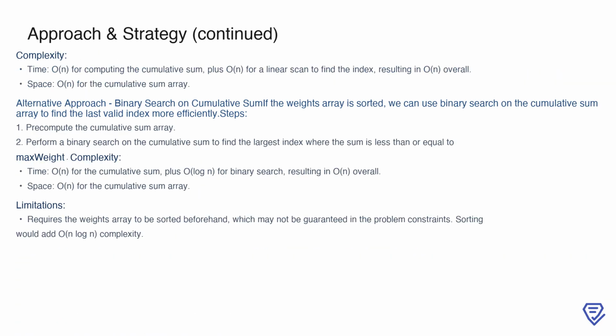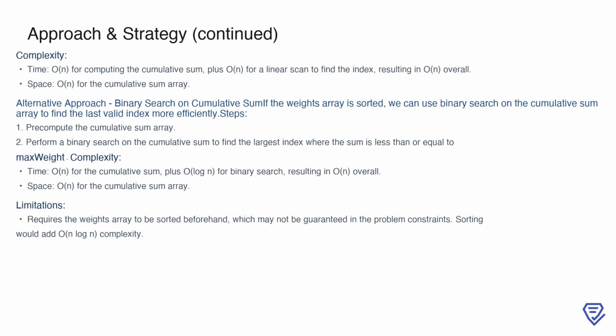Now, while the brute force approach is efficient, there are cases, especially with very large inputs, where we might want to explore optimization. One such strategy involves using a cumulative sum array. By pre-computing the running total of weights, we can quickly determine the point where the total exceeds the maximum capacity. This involves creating an array where each element represents the sum of all weights up to that point.